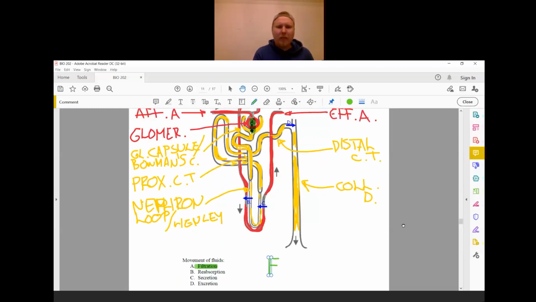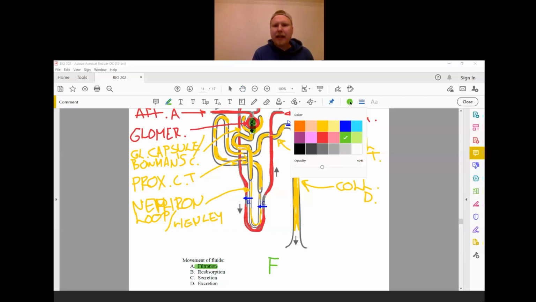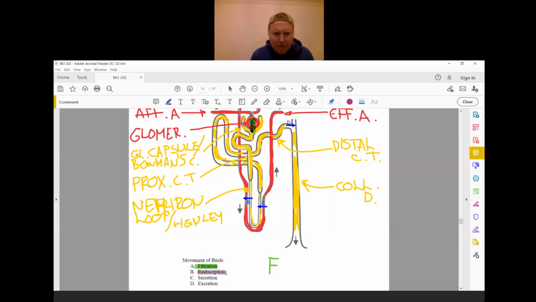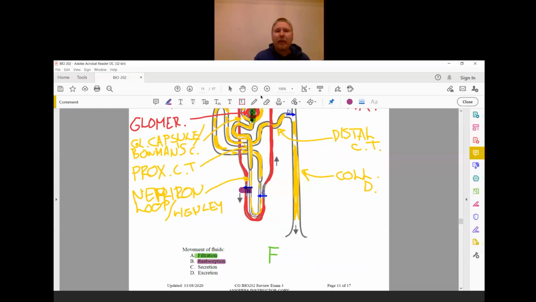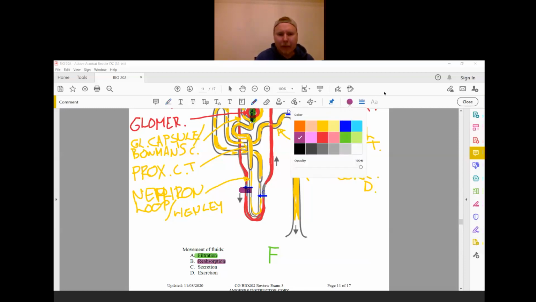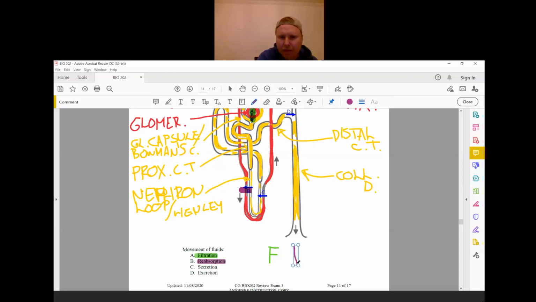The second movement of the fluids that I want to discuss with you is reabsorption. So in reabsorption, the fluids that were taken by the nephron from the glomerular capillary network are now put back into the blood circulation in a process of reabsorption.